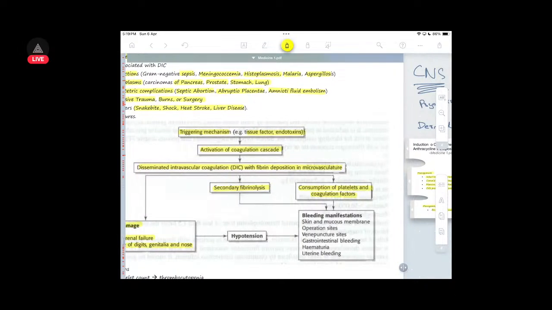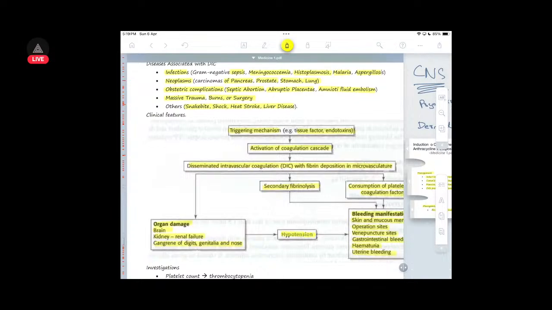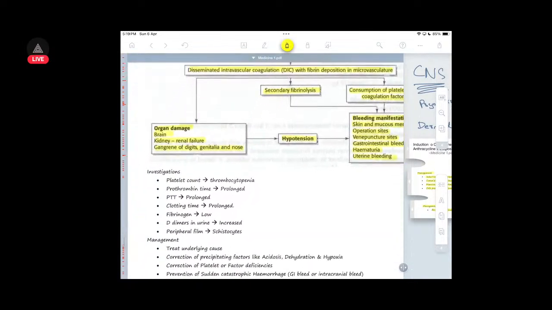Secondary fibrinolysis and the consumption of platelets and coagulation factors lead to bleeding manifestations like skin and mucous membrane, operation sites, venipuncture site, GI bleeding, hematuria, and uterine bleeding. Again, this organ damage leads to hypotension, which leads to bleeding manifestations.